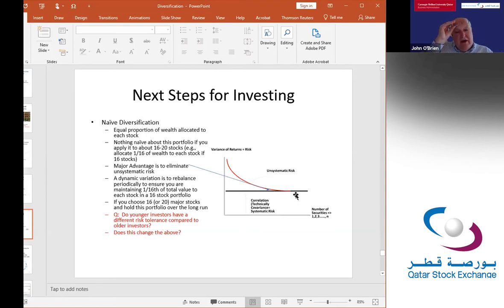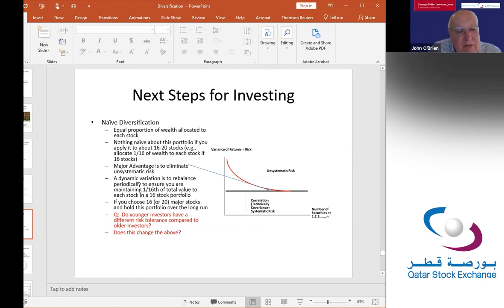But another way is, suppose there are dynamic variations to this, that you may want to rebalance periodically, and how frequently is up to yourself, so that you do maintain those equal weights. That is actually a volatility pumping naive diversification strategy that has theory in support of it. So that's a dynamic variation.